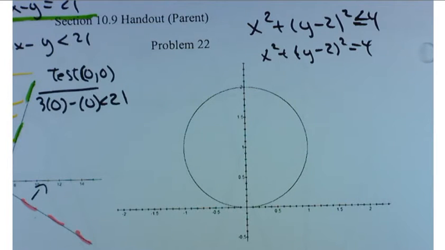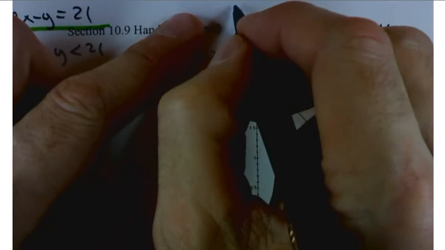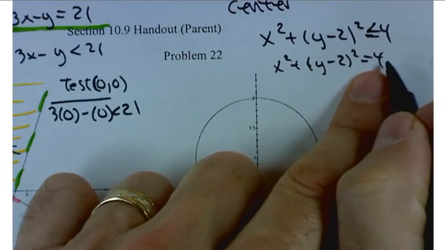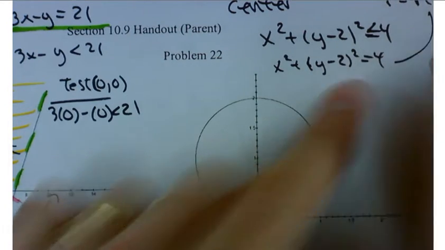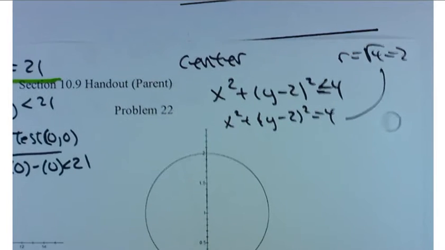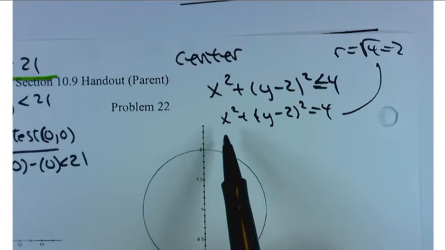All right, let's figure out a few things. Obviously, it's a circle. We have a radius of 2. Good, a radius of 2. Now, the radius is going to be the square root of this number. So r equals the square root of 4, which is 2. The center is at 0 and 2.